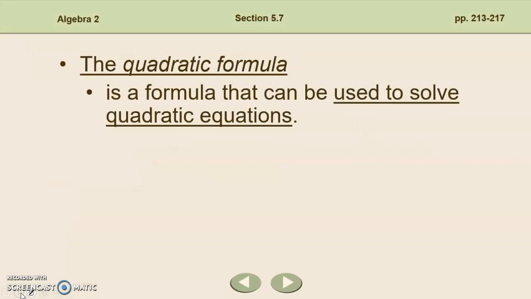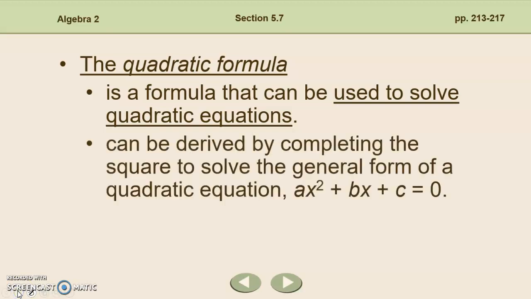The quadratic formula is a formula that can be used to solve quadratic equations. Again, you don't have to do factoring at all. You could do this every single time if you wanted to, but most people prefer to factor first. It's a little bit easier, maybe a little more efficient than always using the quadratic formula, but it can be used to solve quadratic equations. It can be derived by completing the square to solve the general form of a quadratic equation.